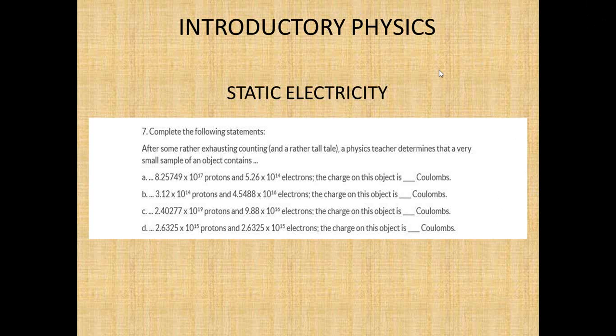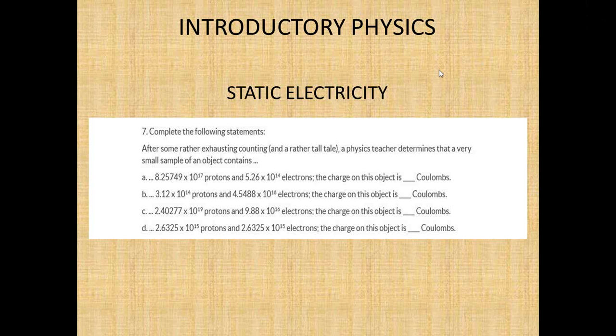Question 7 says complete the following statements. After some rather exhausting counting, a physics teacher determined that a very small sample of an object contains 3.12 times 10 to the power 14 protons, that's a number of protons, and 4.5488 times 10 to the power 16 electrons, and they want you to find the charge on this object.